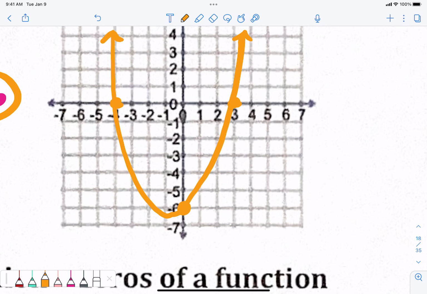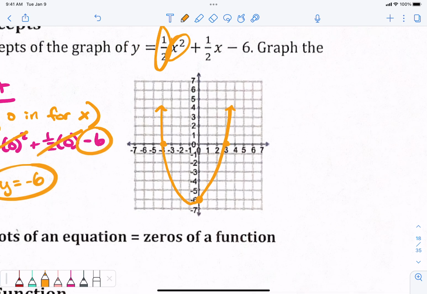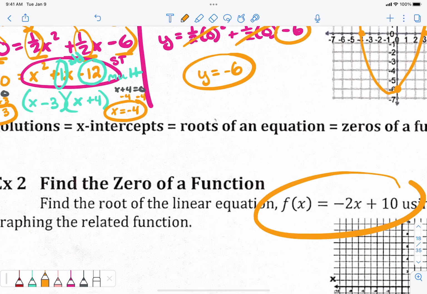But we'll discuss more of that in chapter 3, okay? Chapter 3, we really start talking about parabolas, okay? Good? Yes? All right, that was the hardest problem. It gets easier from here, okay? Because this next one, they have us do a linear function, all right?